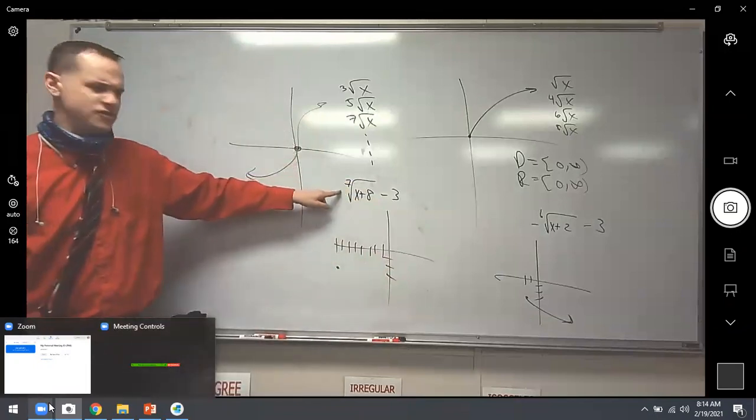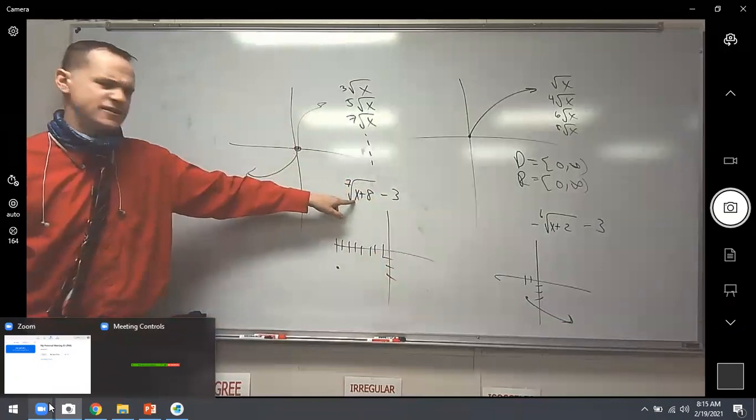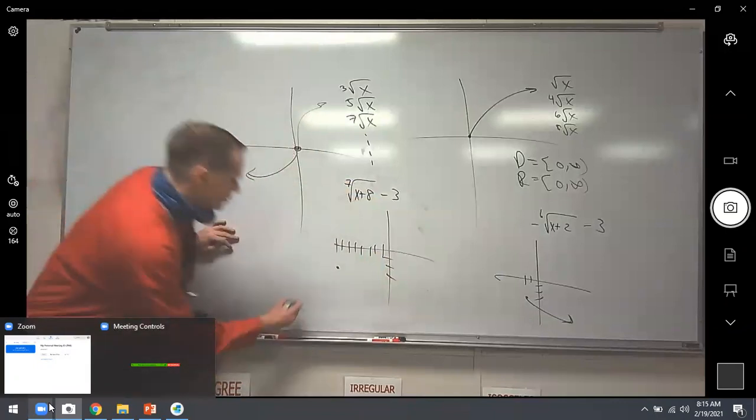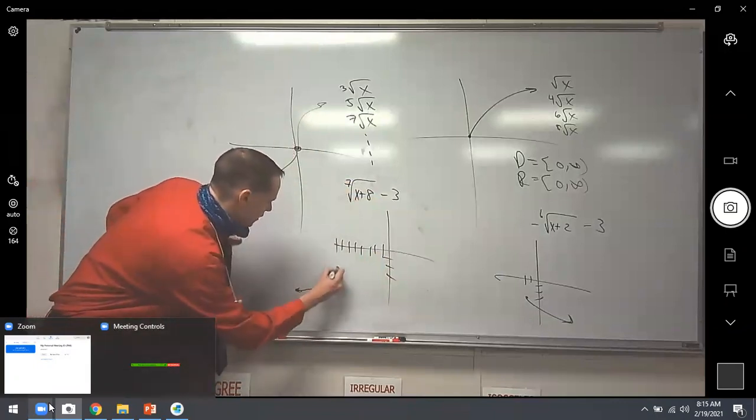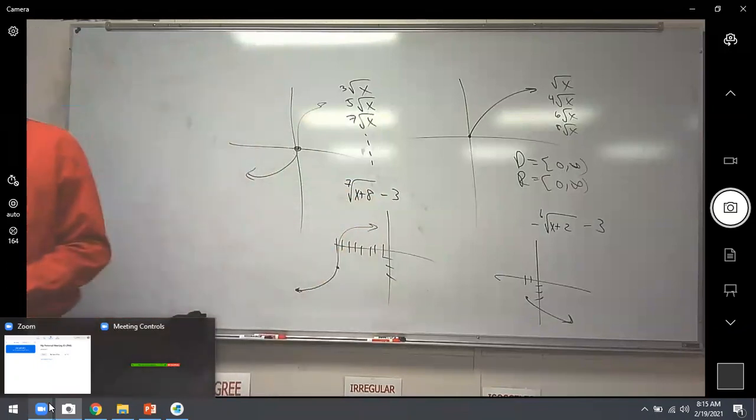Do you see any negatives in front? No, any negatives there? Nope, no flipping. So it's going to look exactly like what you would think it looks like normally, kind of goes up something like that, and you're good.